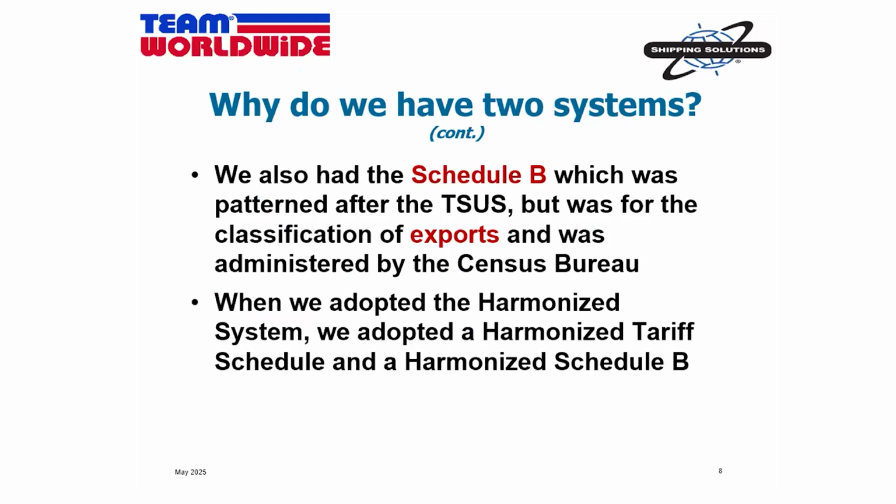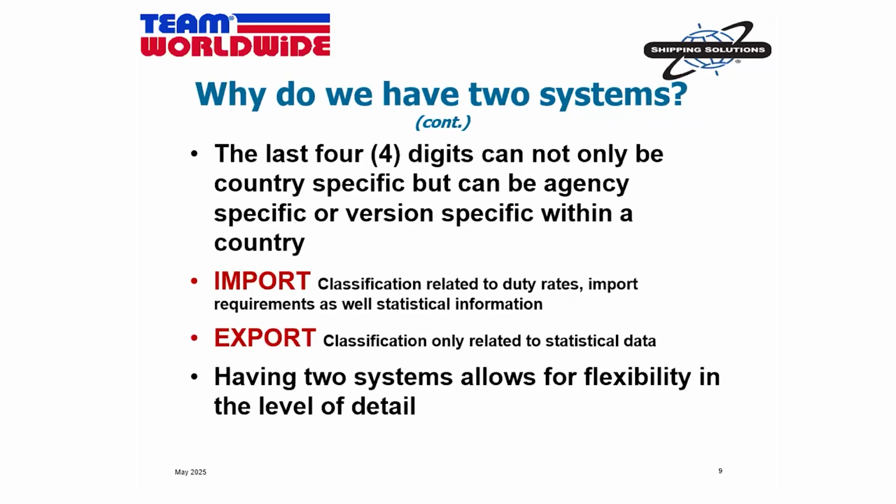Now, when the US adopted the harmonized system, we could have just adopted the harmonized system of the US. We elected not to do so. We elected the harmonized tariff of the United States and the harmonized Schedule B. So why do we have two systems, and how do we determine which one we use? Well, the concept, since the import classification affects not only statistical information, but all information, they realized that U.S.